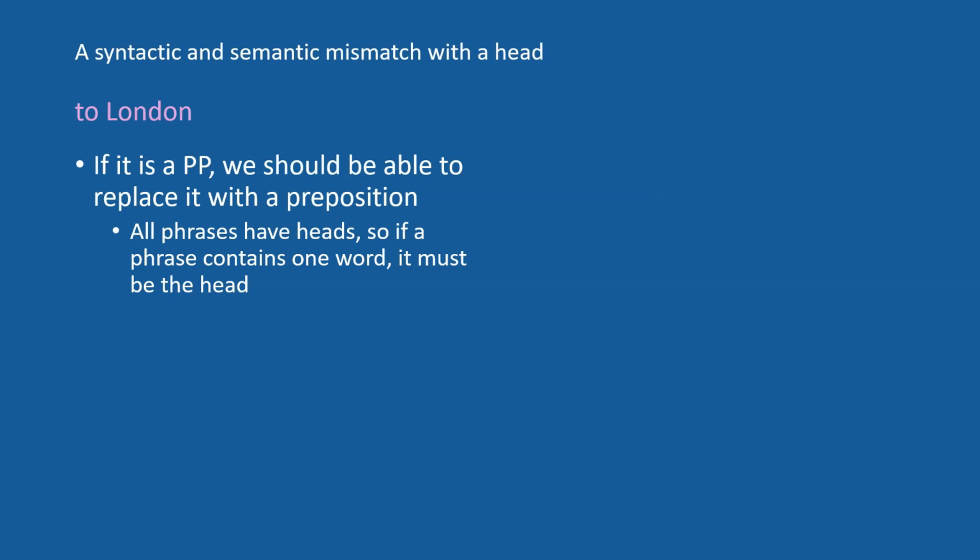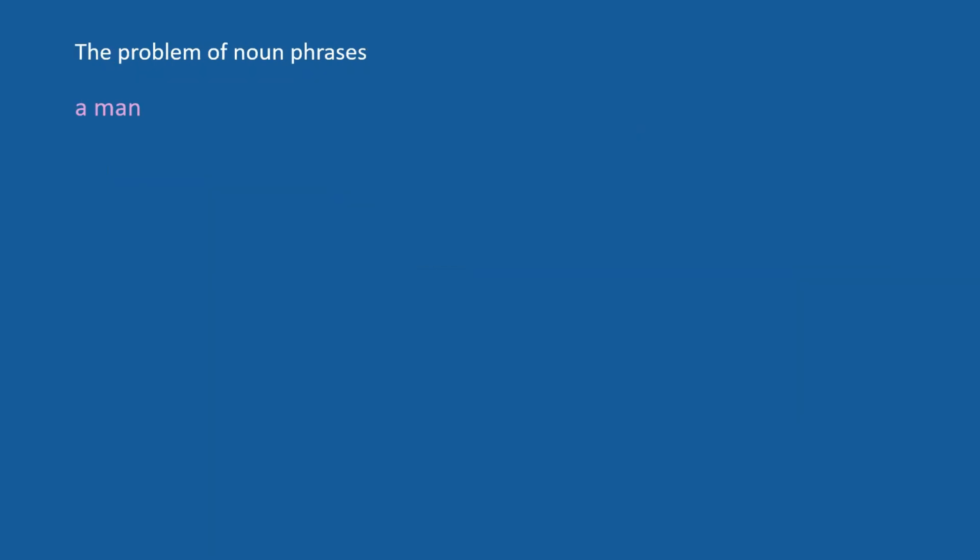Can we do that? Well, have a look at this case. John went to London. Now we've got our preposition phrase to London, and we've got John went out. Out is a preposition. It heads, obviously, a preposition phrase, and therefore the conclusion is that to London must be a preposition phrase.